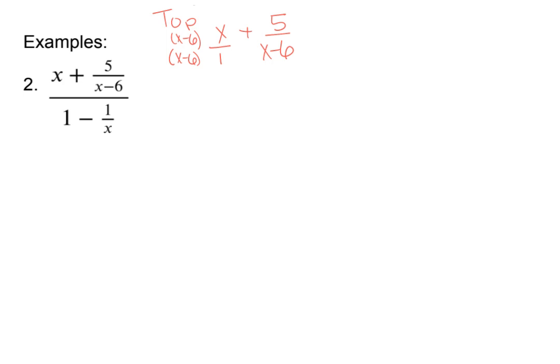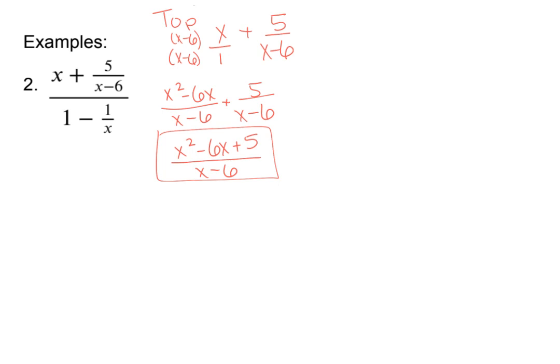On top, when I distribute that x through, I'll have x squared minus 6x. 1 times x minus 6, which is just x minus 6. And this one didn't change. Now we can put them together. I'll have x squared minus 6x plus 5 all over x minus 6. So that's the top.